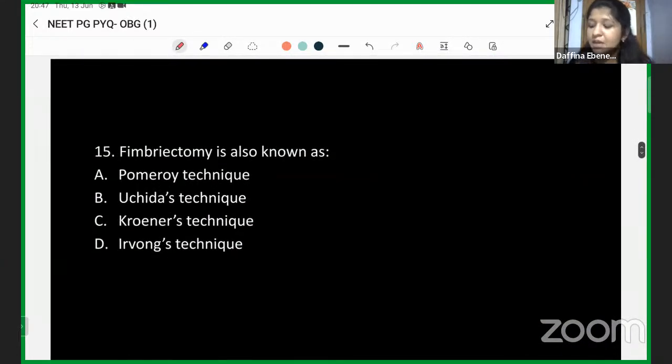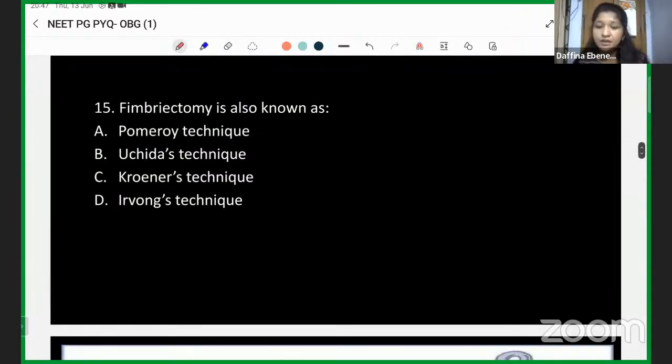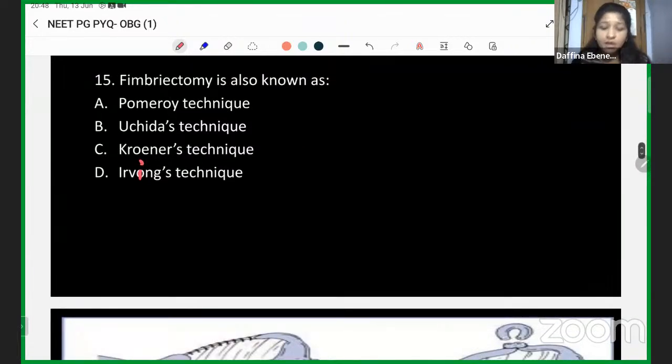Next, coming to the methods of tubal ligation. This is another important picture-based question that they will ask. Fimbriectomy is also known as Pomeroy's technique, Uchida's technique, Kroner's technique, or Irving's technique. So the answer is Kroner's technique. Fimbriectomy is also known as Kroner's technique. The most commonly done technique for tubal ligation is the Pomeroy's technique.